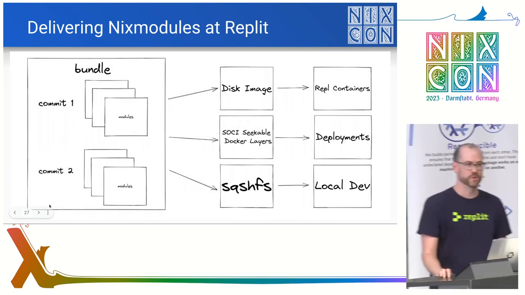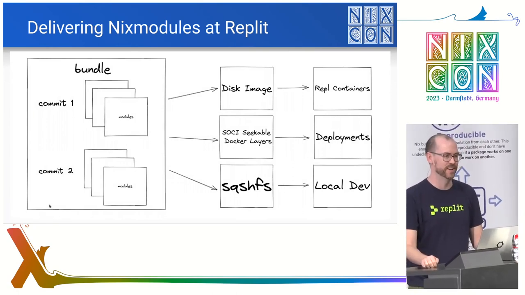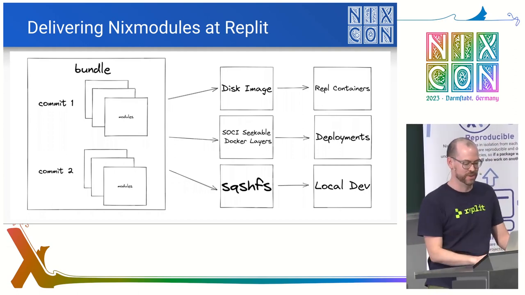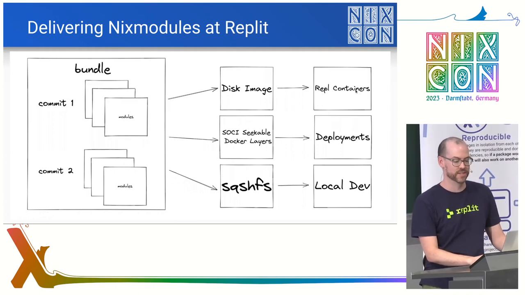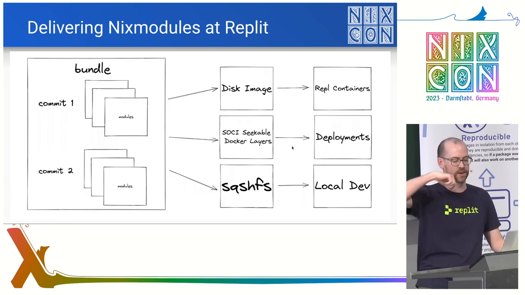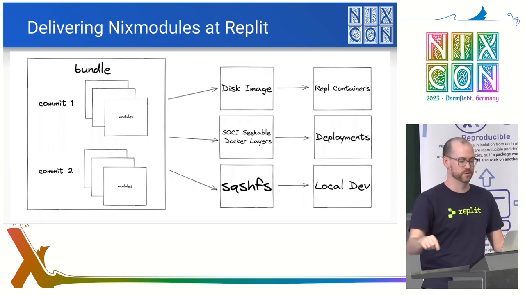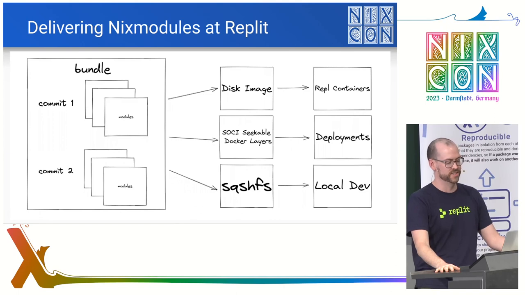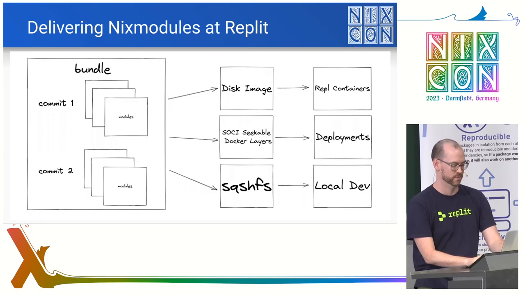At Replit, we have a lot of ways that we're delivering this to the end user. So we have these bundles of modules, and we deliver them in lots of sorts of ways. We have a disk image that we attach to all the REPLs that we've built of all the modules. We also build Docker layers that are in a special Sochi seekable format, so we can stream these layers to make our deployments faster. We also build them into a squashfs that lets us do local dev with a smaller subset of the modules, so we can test out things. And with Nix, you can have all these different ways that you're delivering things, which is really neat and useful.